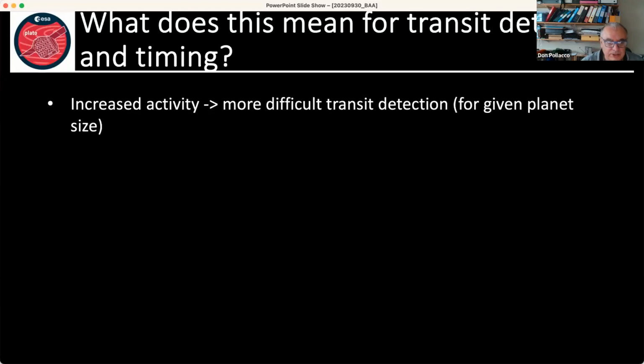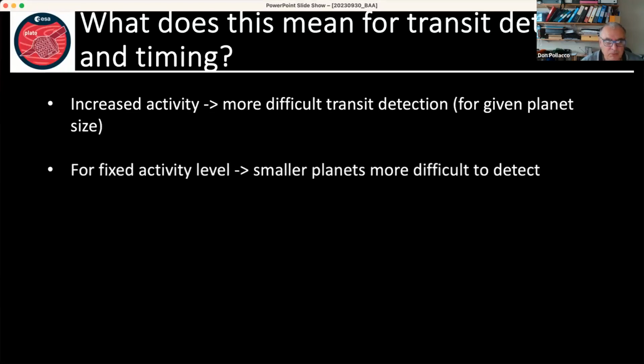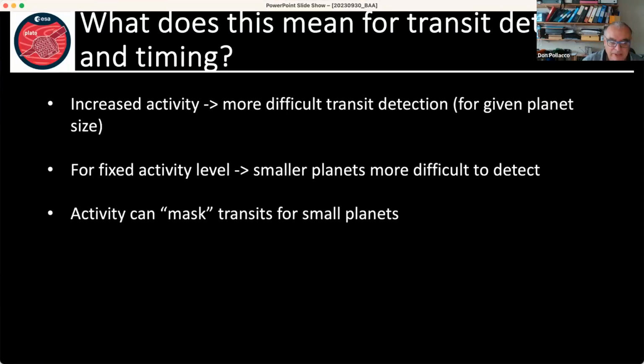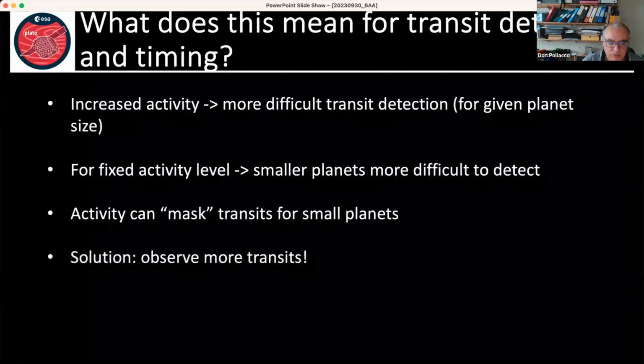For transit detection and timing. Well, obviously, more activity makes it more difficult even to detect transits. For any star, the more active it is, the less easy it is to detect a planet of a specific size. And smaller planets get more difficult for any activity level. So activity can basically mask the transits of small planets.